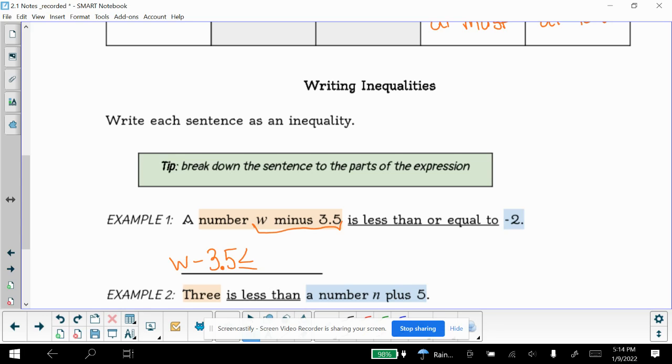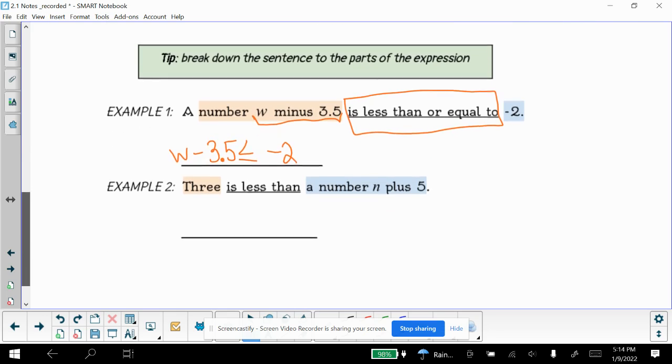And then on the right side of my inequality, and here is my inequality in my sentence, all I have is negative 2. So there's not any expression or work that we need to do there except to just write negative 2. So here we have translated this sentence to the inequality. That's all they asked us to do, just to write that sentence as an inequality. We don't even need to solve it. We're just translating it from words to numbers and variables.